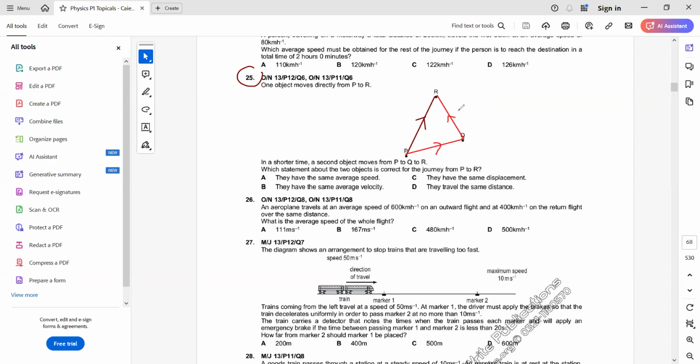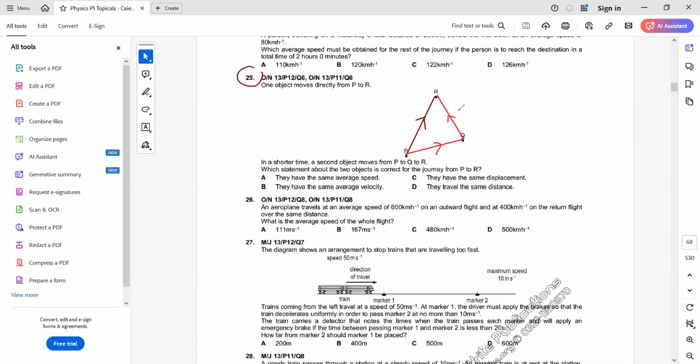They have the same average speed. So that's virtually not possible. If they have the same average speed, then the distance traveled from P to Q and then Q to R should have been longer, right? In a longer time. They have the same average velocity. That's incorrect since direction is changed, so there is nothing like average velocity being same. So that's incorrect. They are the same displacement.